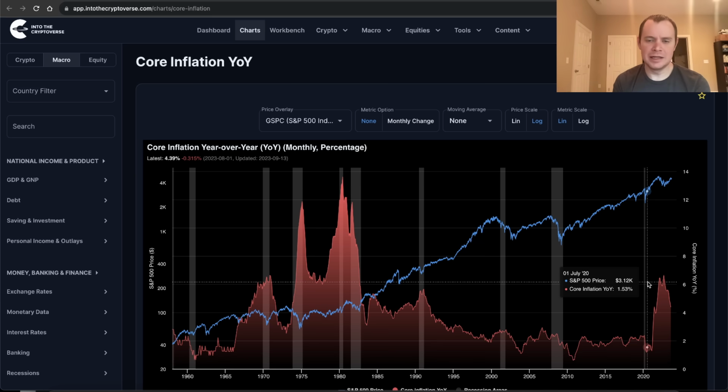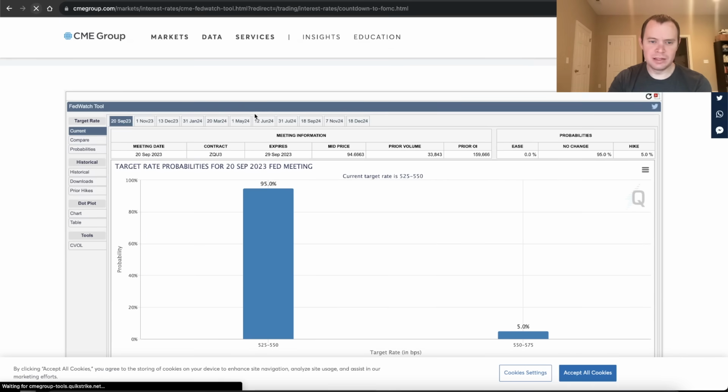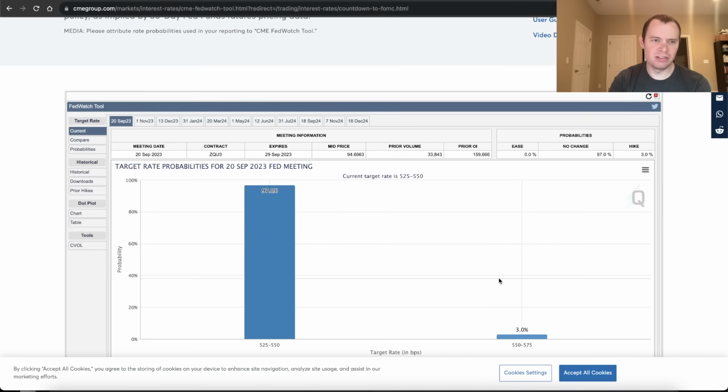So our general expectations, going into the meeting, we saw that the odds of a rate hike in September were relatively low, only about 7%. So we can go check in on what it is right now. We'll reload the page again. It looked like it was at about 5%. Yeah, now it's at 3%. So it seems like we're pretty much locked in for the Fed to skip at the September meeting.